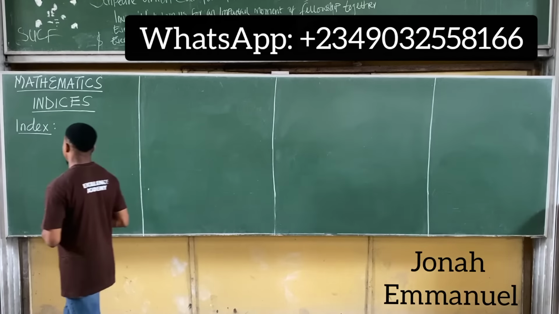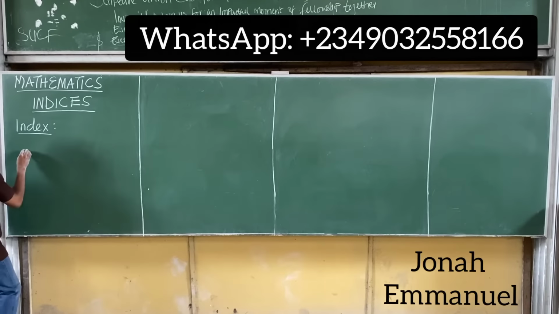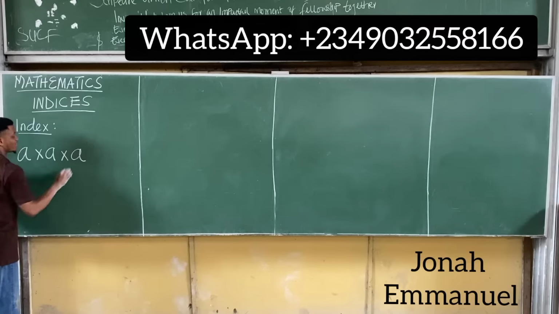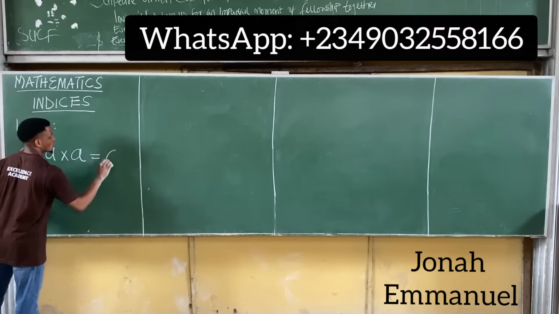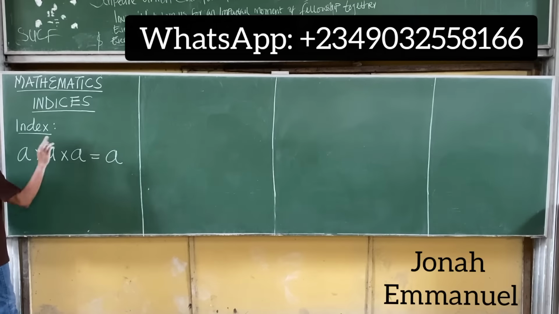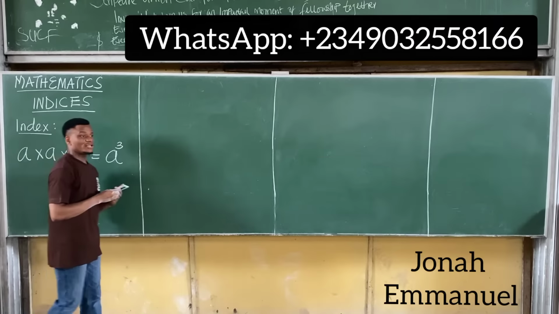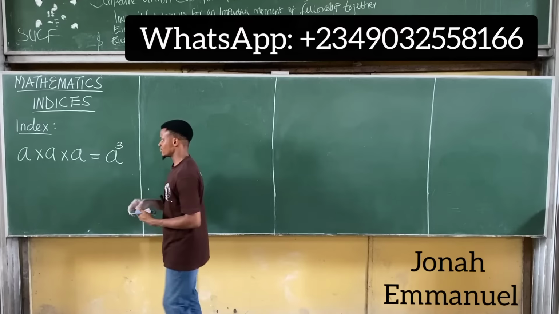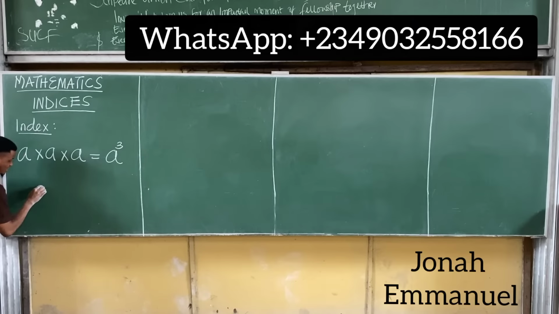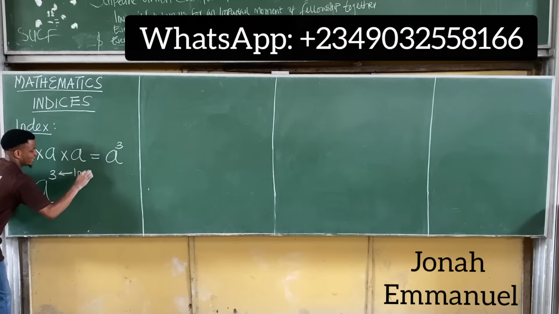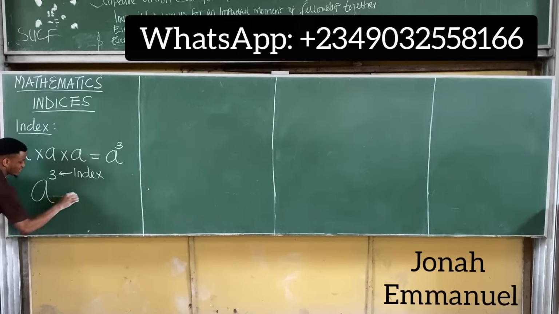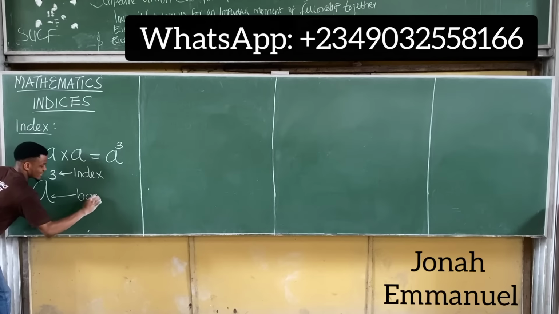So let's say I have A multiplying itself 3 times. A times A times A is equal to A to the power 3, because A is multiplying itself 3 times: 1, 2, 3. So in this case, I have A to the power 3. 3 here is called the index, while A is called the base.